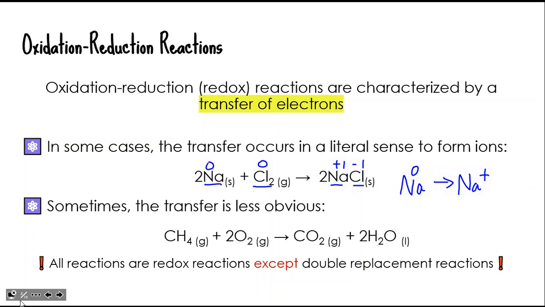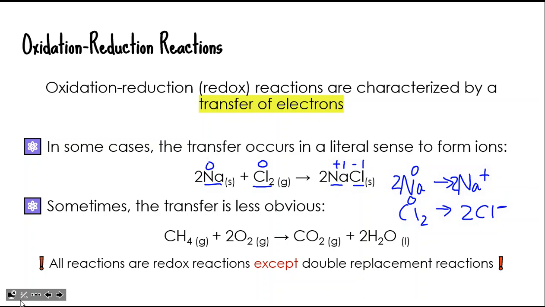In the other case, the chlorine, which starts off diatomic, forms the 2 chloride ions, and technically if we were balancing, those would be 2s as well. This means the chlorine is gaining 2 electrons to form the 2 chloride ions in the compound. So it's a way of keeping track of where the electrons are going.